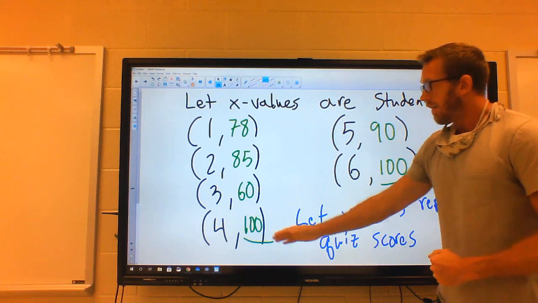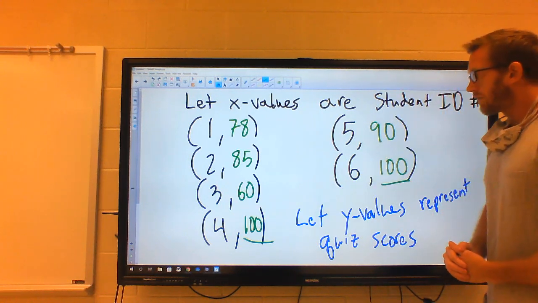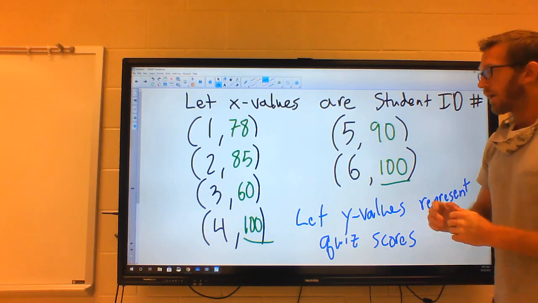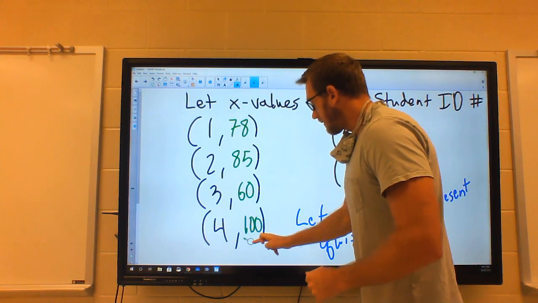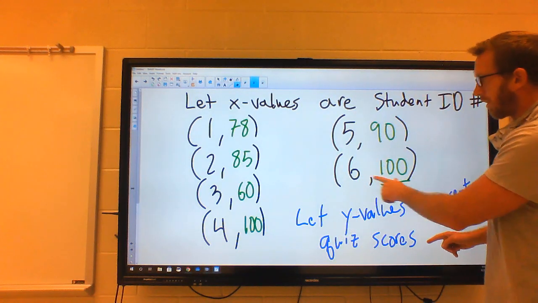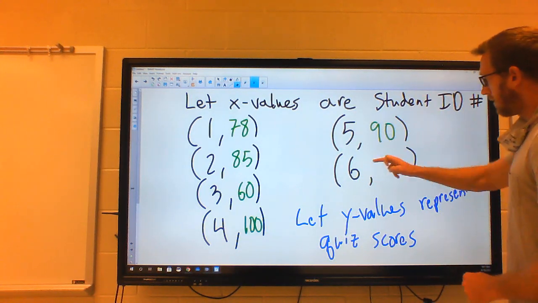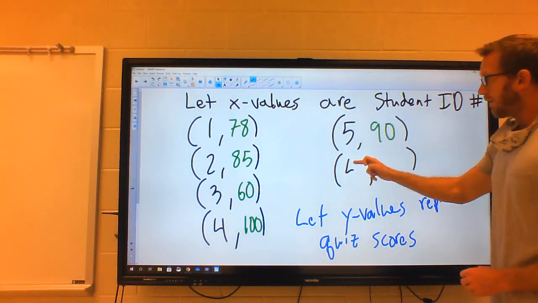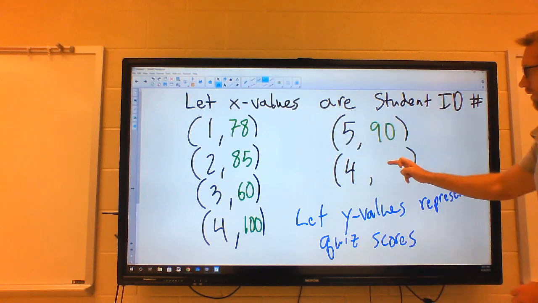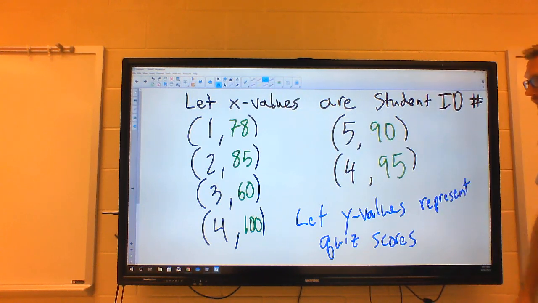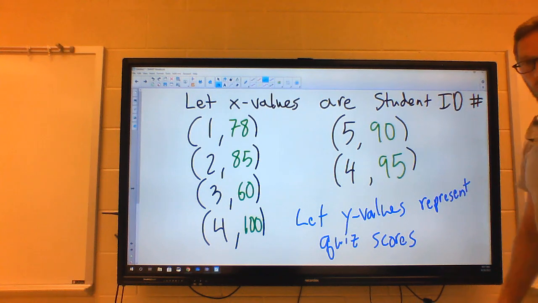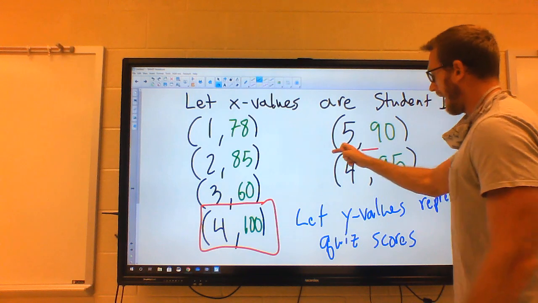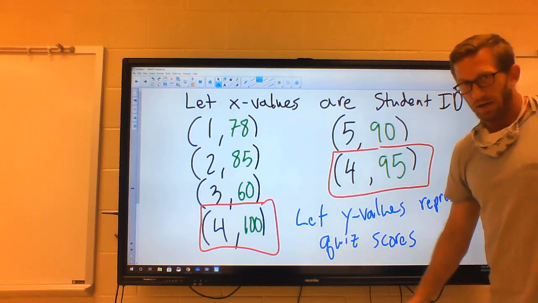It makes sense that the fourth person and the sixth person in the class can both score the same result on a quiz, okay? What would not make sense, so this is still a function, we can have y values repeat. What does not make sense is to say the fourth person scored a 95 on the test. That doesn't make sense for a quiz. We already said the fourth person scored 100. How could they actually also simultaneously score 95?